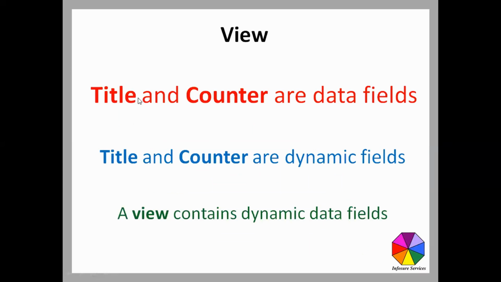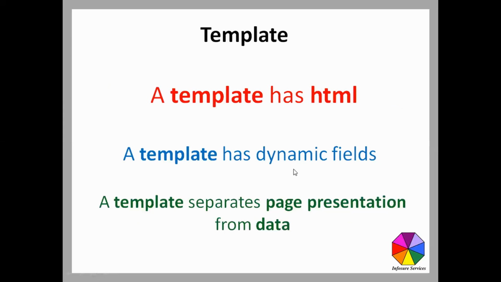Okay, to give an idea, title and counter are data fields in a page. Title and counter are dynamic fields, and the view contains dynamic fields. So the template has HTML, and the template has embedded dynamic fields. Okay, the template separates the page presentation. Page presentation here is the HTML from the data.